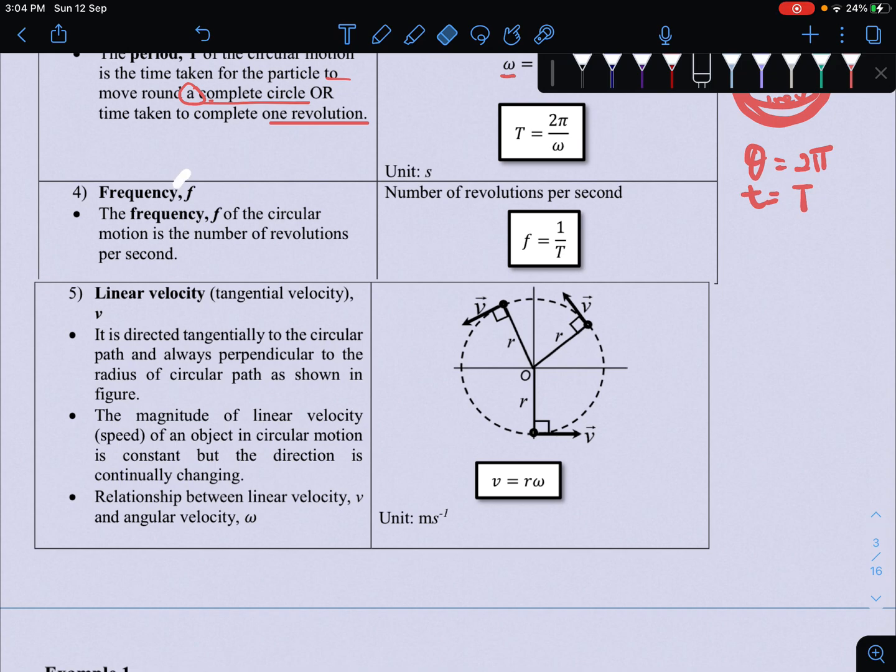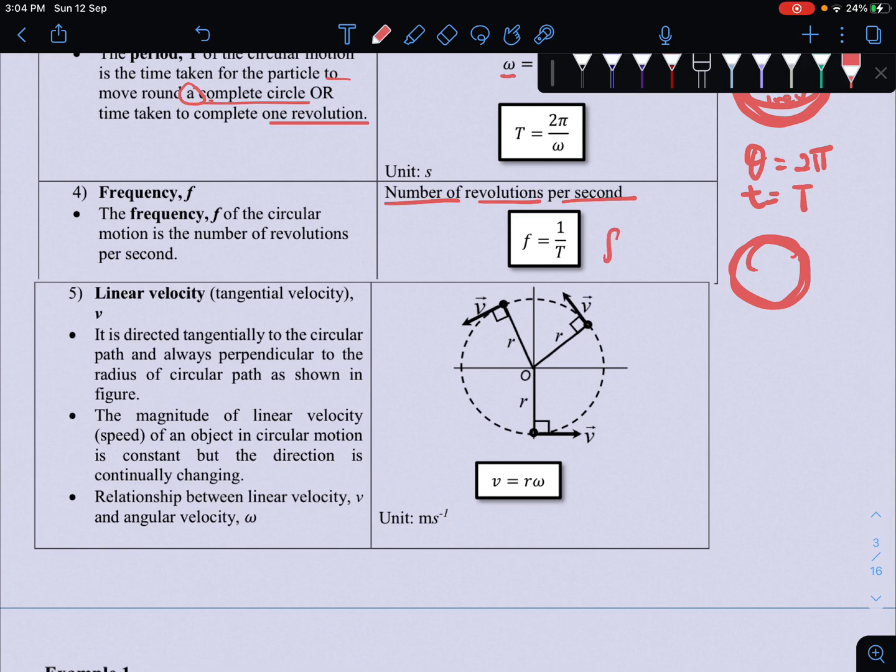And then we have a frequency. Frequency of a circular motion is the number of revolution per second. So maksudnya frequency pula kita nak tahu berapa banyak revolution yang awak boleh buat, berapa banyak bulatan yang awak boleh buat dalam masa 1 saat. Okay, it's the number of revolution per second.